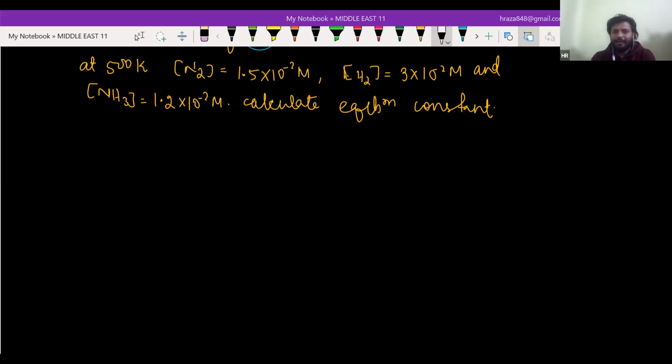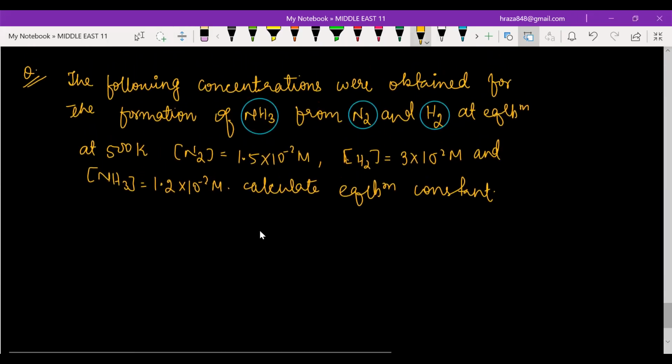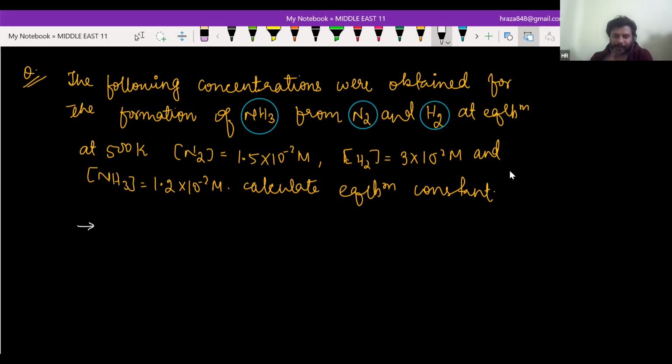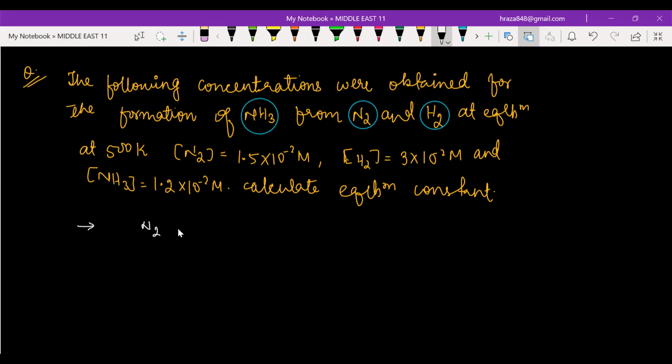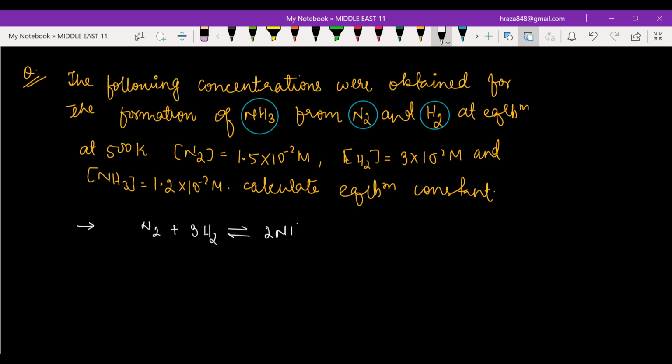So what is the equation you have written? Sir, NH3 is a gas, right? All are in the gaseous state. Let me know the reaction. On the reactant side, what have you written? Krishna, what reaction have you written? Sir, N2 plus 3H2 gives 2NH3. The reaction is very good.